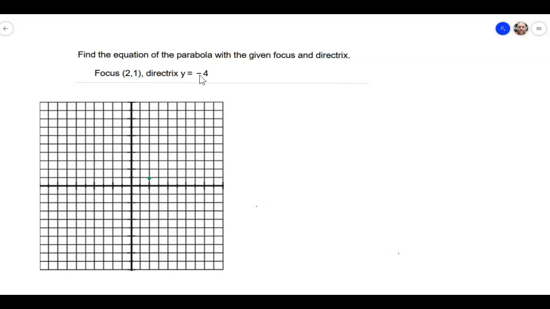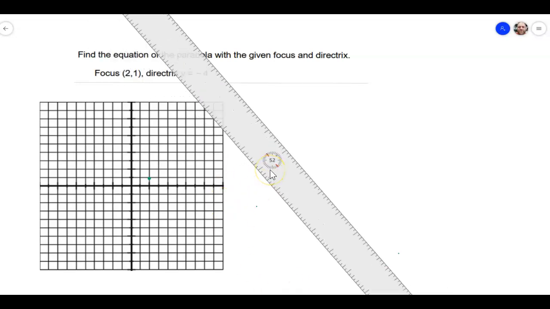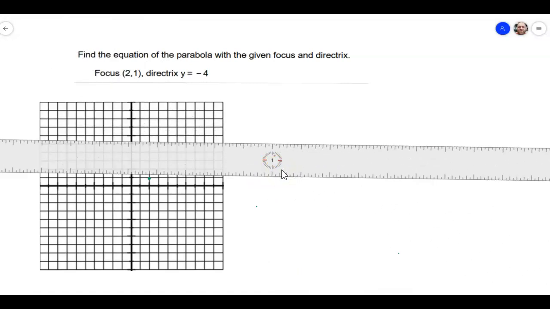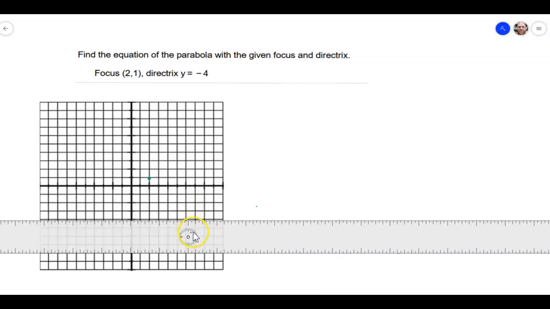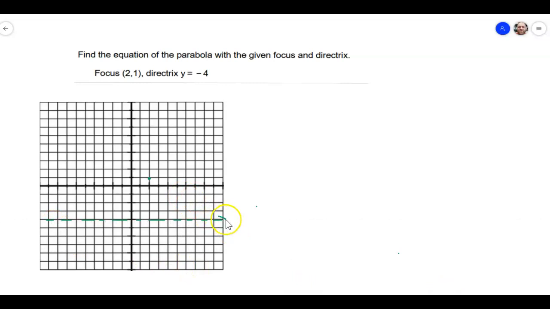Think of it as like an asymptote, except in this case, this is a horizontal line because it's y equal to a number. An asymptote would be vertical, an x equal to a number. I'm going to use my ruler so I can get a nice straight line, and it's at y = -4. So if I go 1, 2, 3, 4, I'm going to draw a nice dotted line going right across there. And that would be the directrix, and it goes in both directions like this.